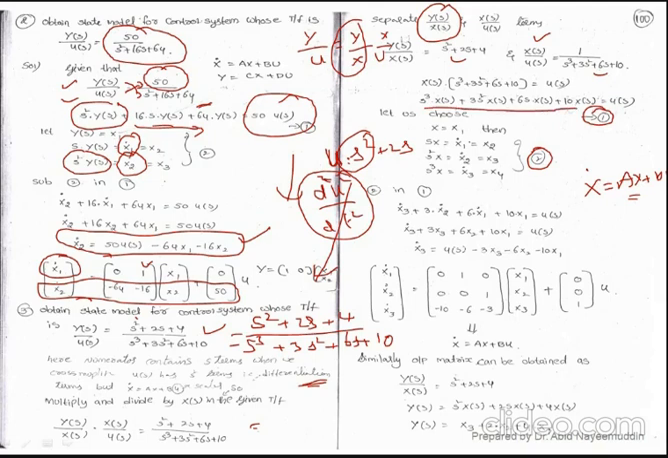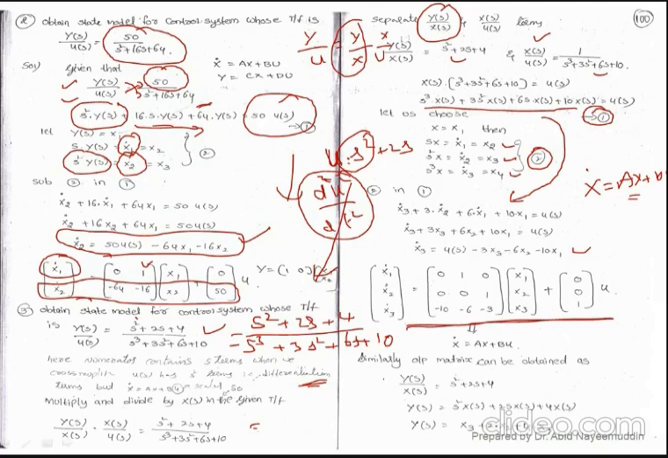So let's assume x1 dot is equal to x2, x2 dot is equal to x3, and then x3 dot is equal to actually x4. But from this expression, write the expression for x3 dot. You will get this expression. Now writing the expression for that part, you will get x dot is equal to ax plus bu for the first term.